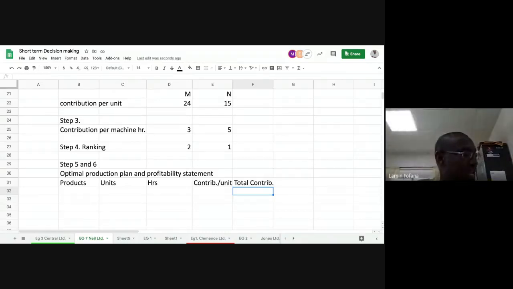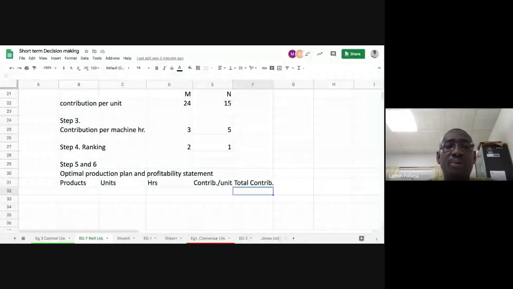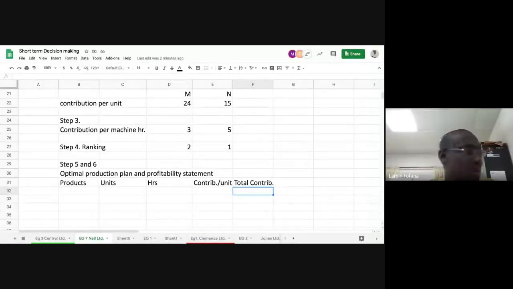We are on the last part of the question. Example 6, name limiter. So that is step 5 and step 6. Step 5 talks about calculating our optimal production plan, which, like I said, is the most profitable production plan. And step 6 is talking about our profitability statement after determining our production plan. Okay, so how should we go about this?